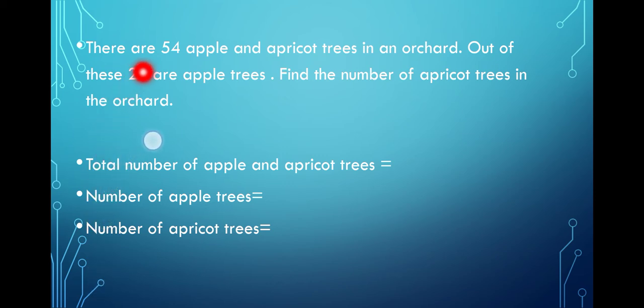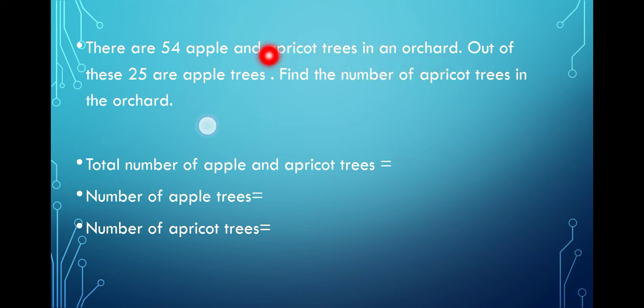So 54 apple and apricot trees means total, including apple and apricot. Alright, apricot, you know what is apricot? It is a kind of fruit. Apricot is a fruit tree, like apple, which is also a fruit. Now 54 trees, what trees are they? Apple tree or apricot tree? Both the trees together. There are 54 apple and apricot trees in an orchard. Orchard means a garden where the trees are planted.